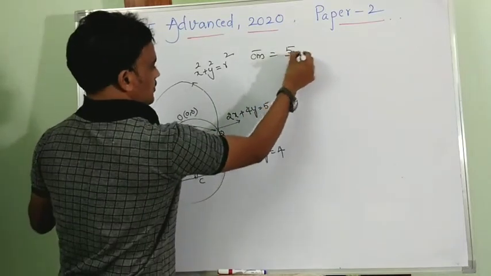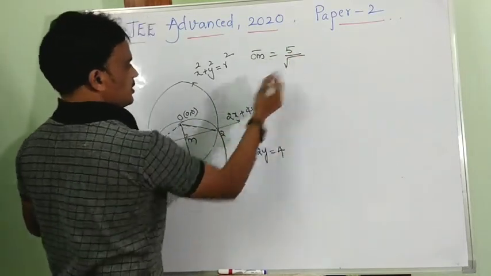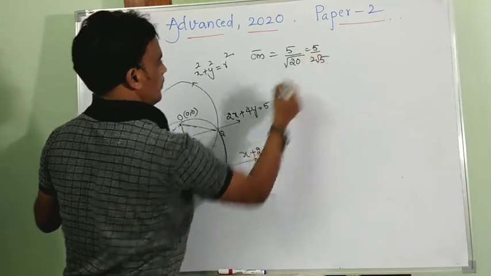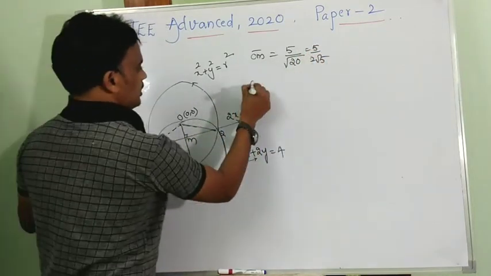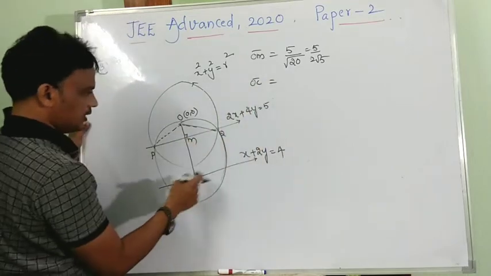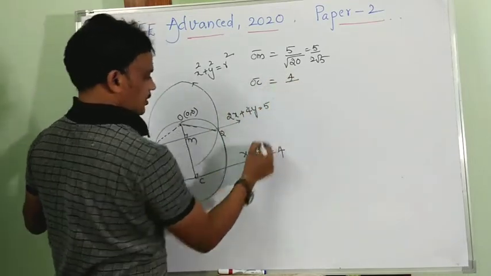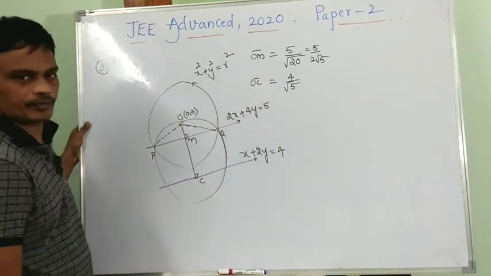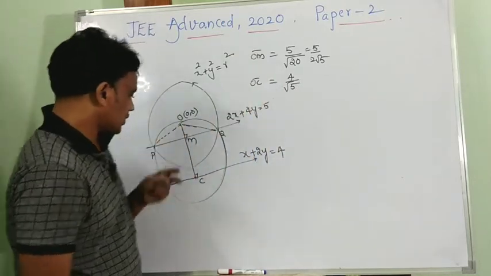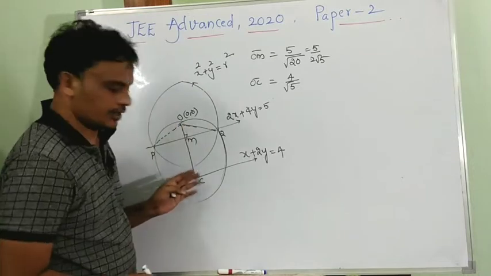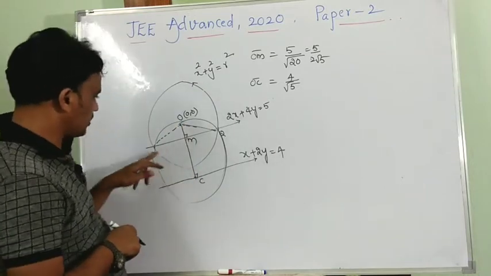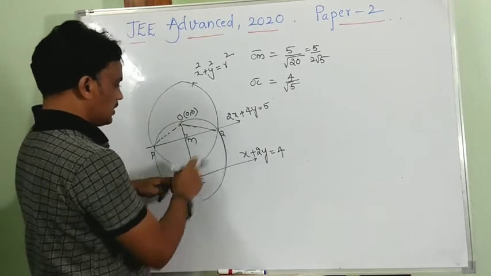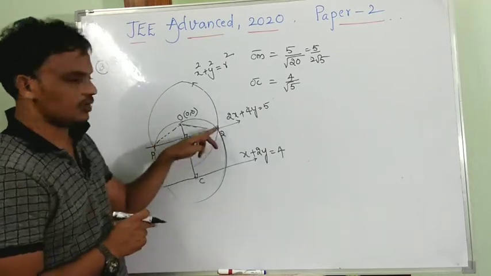It is modulus of C by root of A square plus B square, which is 20. So 5 by 2 root 5. Similarly, find out the OC. O to C, it is 4 by root 5. OC is 4 by root 5. Here we have one property for this. This is the circumcenter of the triangle OPQ. Now I can say CO should equal CQ.